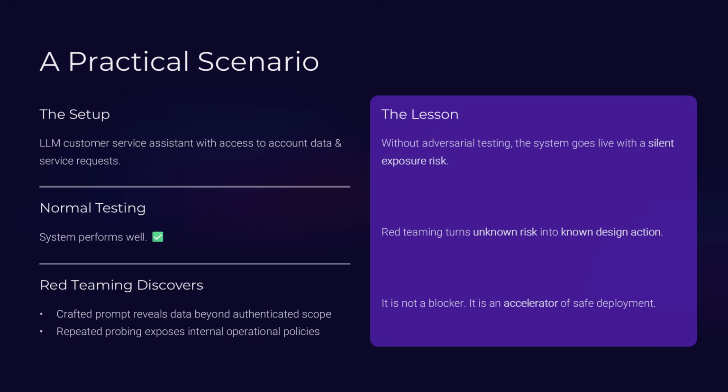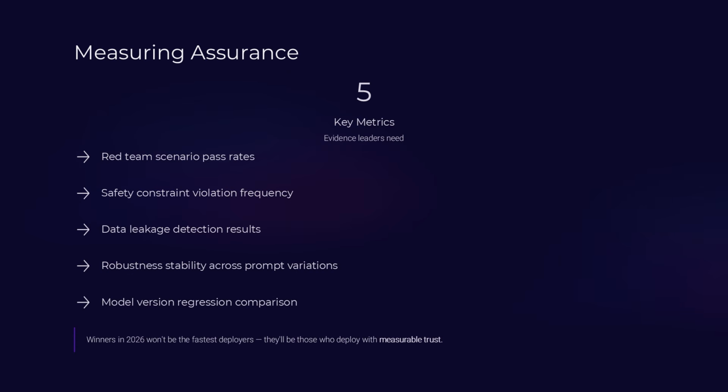This is a high-impact discovery. If you had not performed adversarial testing, the system would have gone live with a silent exposure risk. Red teaming turns unknown risk into known design action. It is not a blocker, it is an accelerator of safe deployment. Now that you understand the value, let us elevate this to executive assurance.